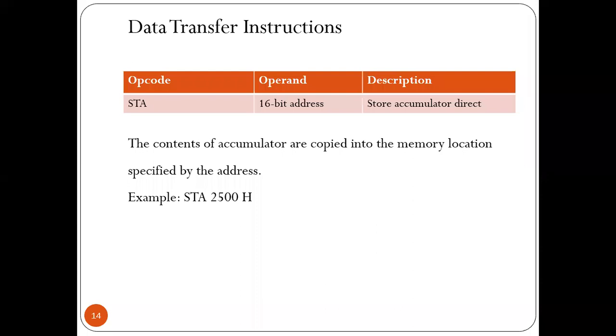After the execution of this instruction, the previous contents will be washed away. For example, let's suppose before the instruction, the contents at the 2500 location is 100. After the execution of this instruction, the new contents will be 500. The old contents will be washed away and it will be loaded with the new contents, which is 500. So this is your STA instruction.